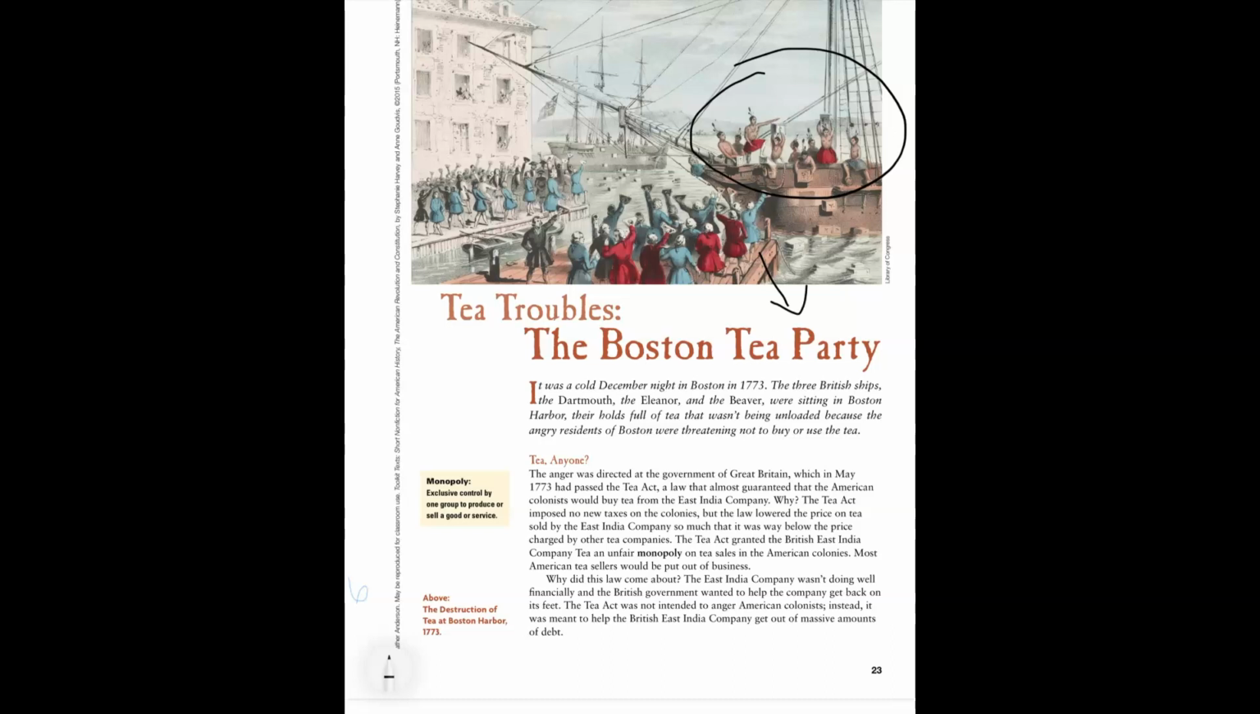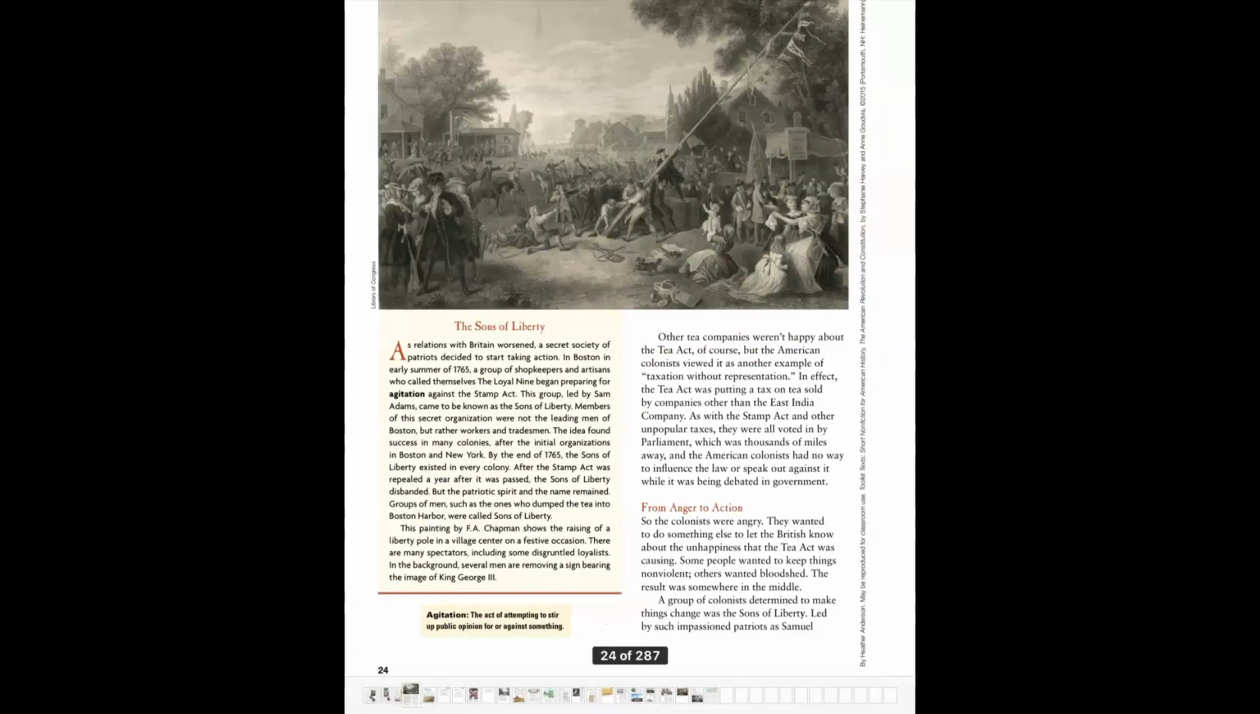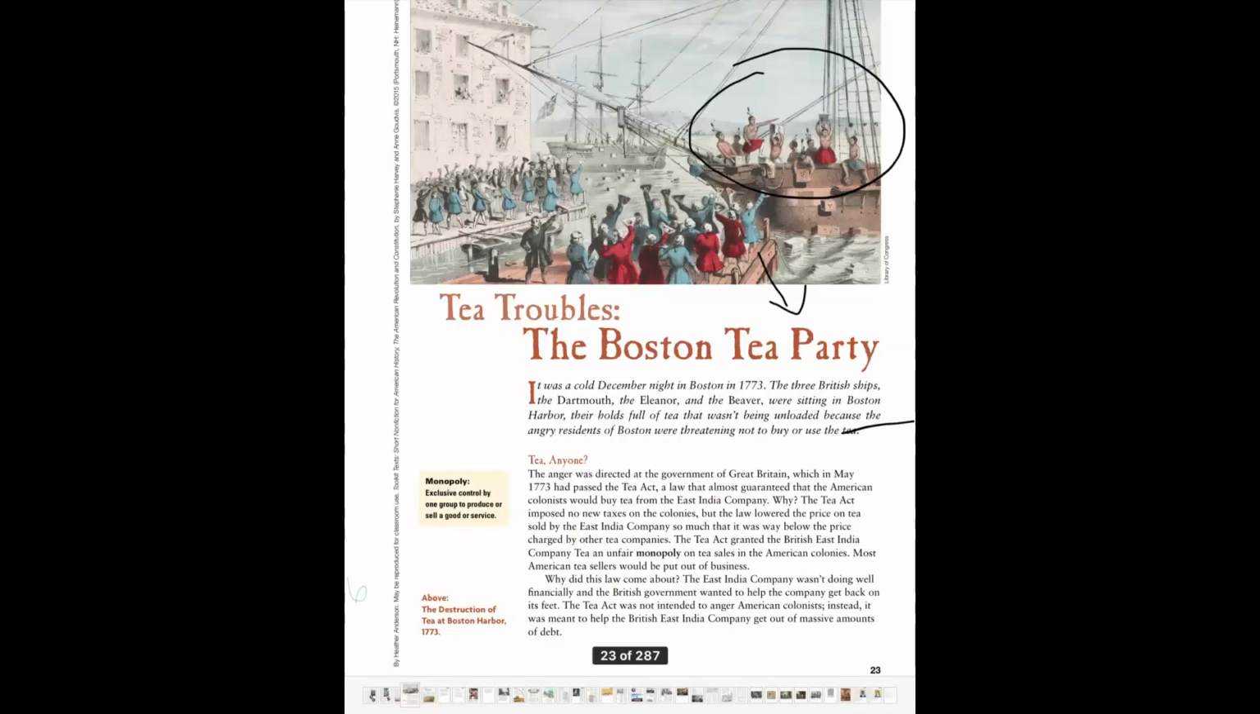Now I'm going to take a look at the subheadings. Tea anyone? Okay. I see another image here. It seems like some people are pulling something. And then I'm going to look at the headings. The Sons of Liberty. Okay, so here's another section of the text. And then we have From Anger to Action. All right, I think I'm ready to start reading the text.